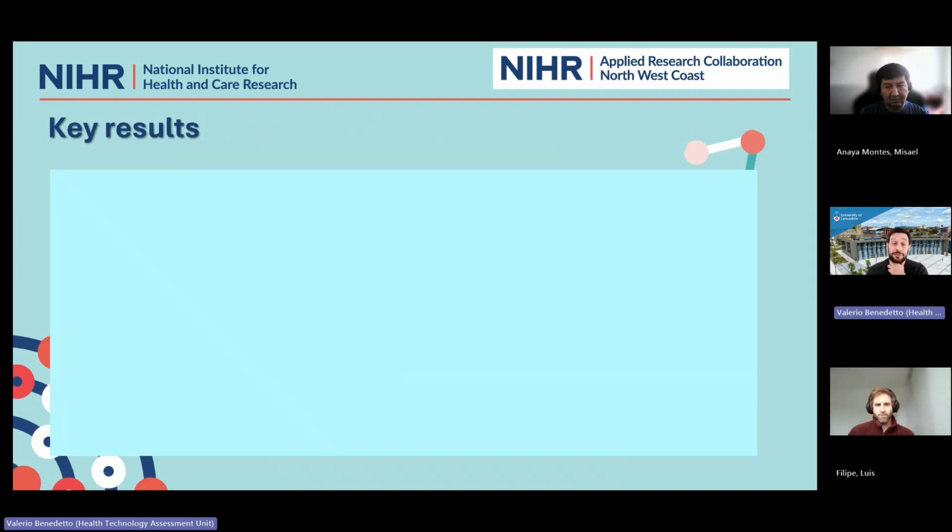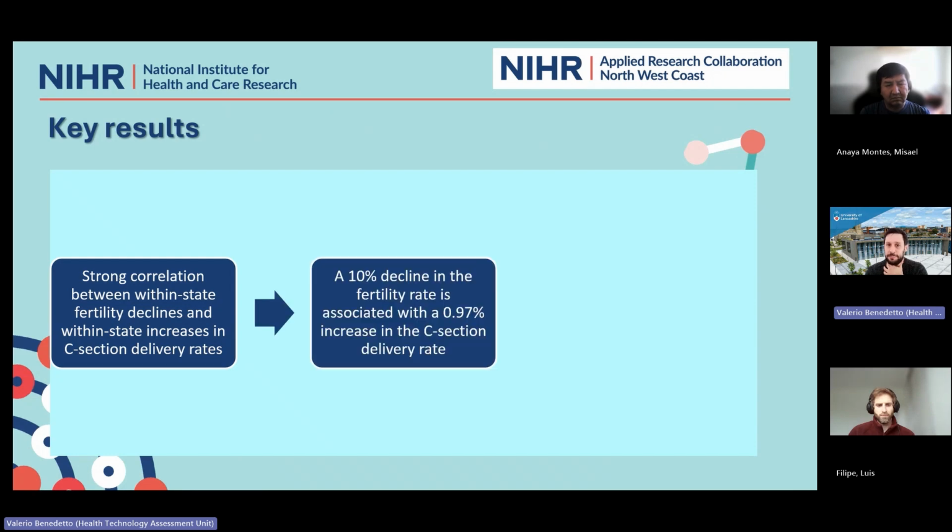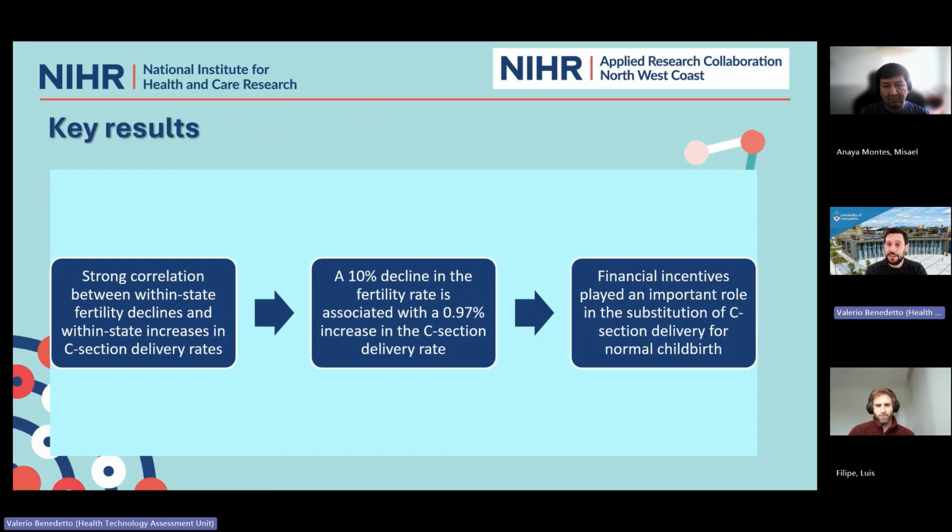Now, what are the key results of this study? So the authors found a strong correlation between within-state fertility declines and within-state increases in C-section delivery rates. In particular, they quantified this association, and a 10% decline in the fertility rate was associated with a 0.97% increase in the C-section delivery rate. And importantly, going back to our concept of supplier-induced demand, financial incentives played an important role in the substitution of C-section delivery for normal childbirth.